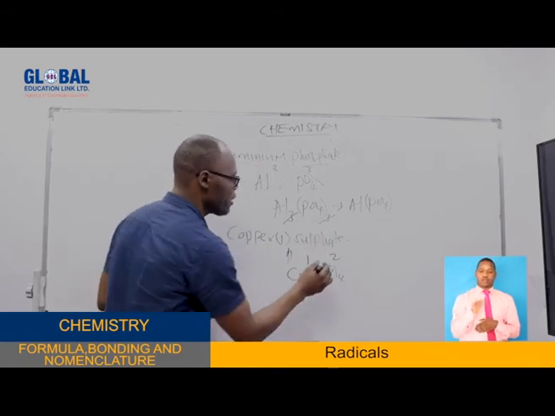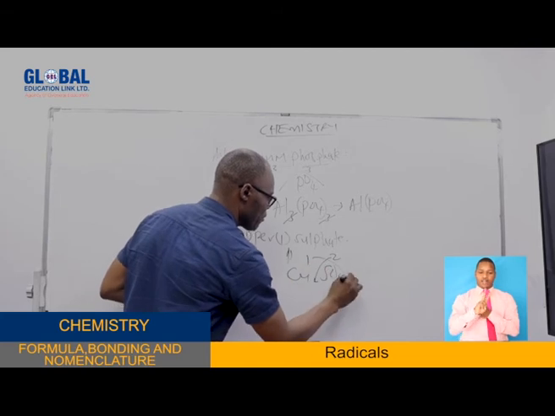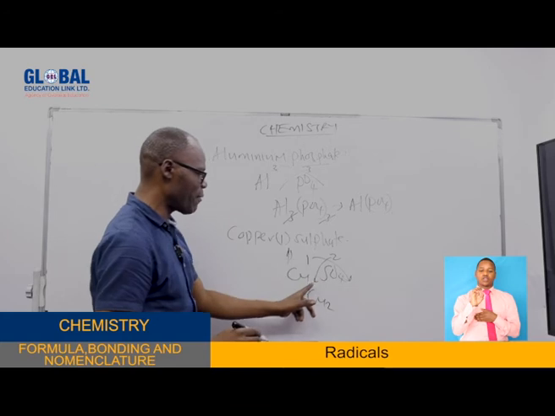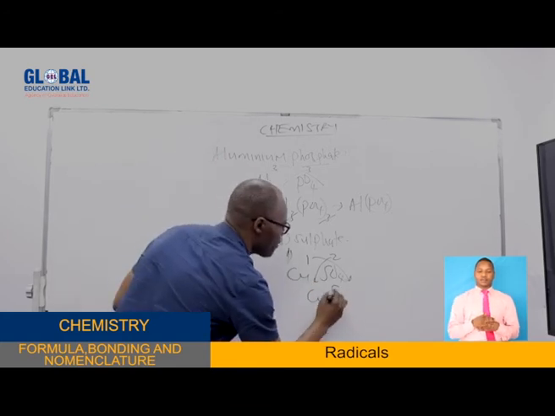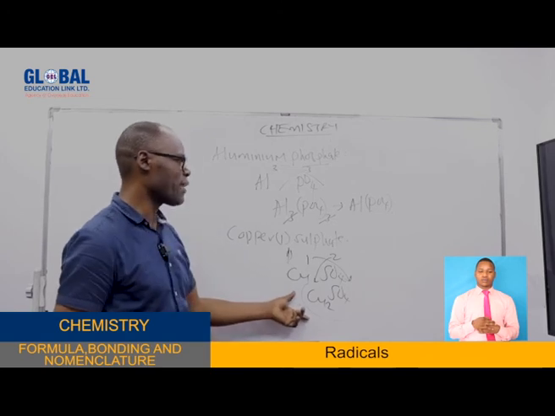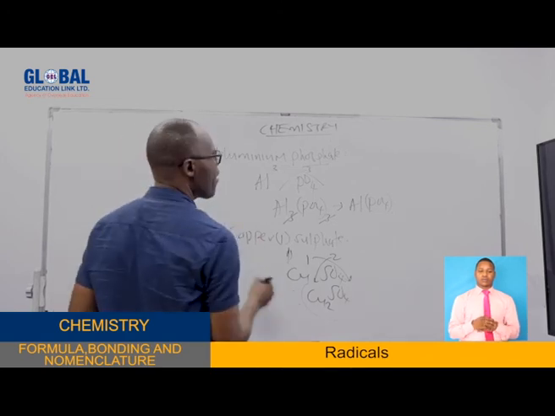And then you have our sulfate, which has a valency of 2. Now if you exchange the valencies, then we'll have our copper, now 2 there, because the 2 has come there, and then you have our sulfate. Now this one becomes the formula of copper 1 sulfate.